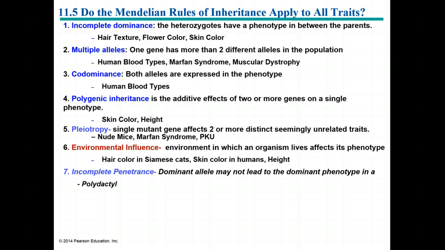Now we will discuss inheritance patterns that deviate from Mendel's rules. On this slide, we have several examples of inheritance patterns that do not follow Mendel's rules. On the subsequent slides, I will show you some examples of these. So we have incomplete dominance, multiple alleles, codominance, polygenic inheritance, pleiotropy, environmental influence, and incomplete penetrance. Let's start talking about each one of these in more detail.